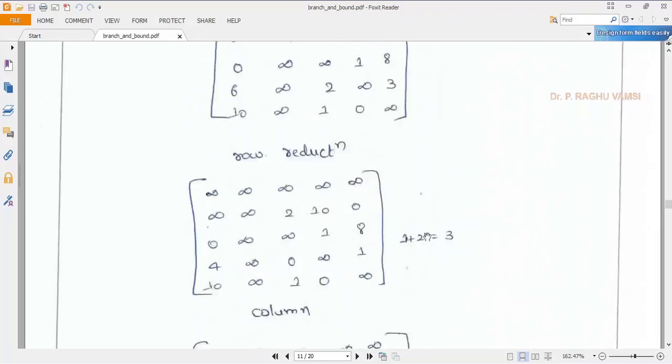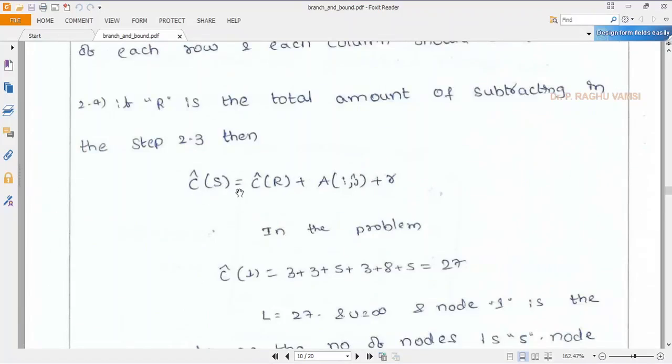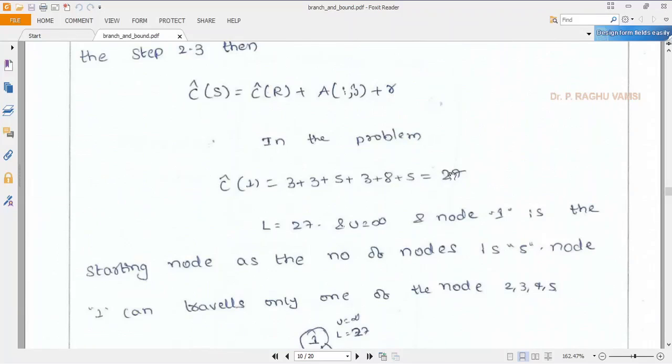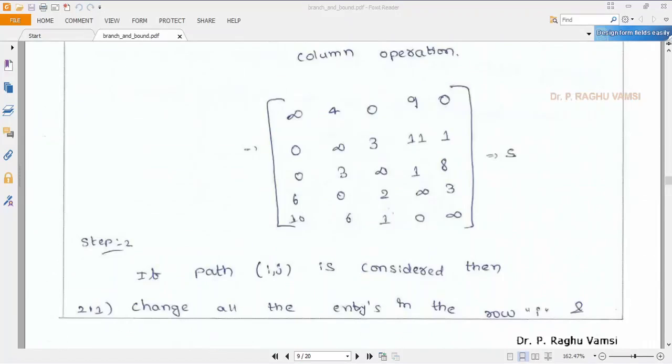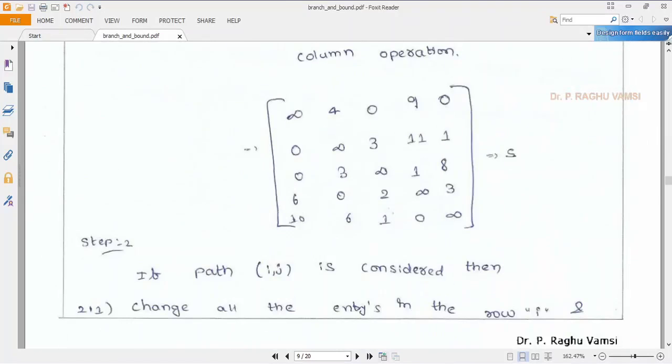So according to the formula, we have done the first three steps. Then the last step, the cost to be calculated: the cost of the row plus A of ij, that we have made as infinity, plus R. Previously we have got the cost as 27. 27 plus A of ij. Get the A of ij value from the reduced matrix that we have obtained in the previous step. The reduced matrix is like this. Here A of ij, that is A of 1 comma 2, is 4.